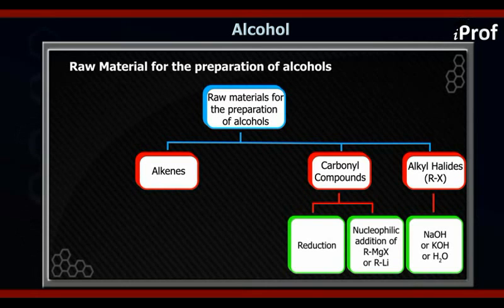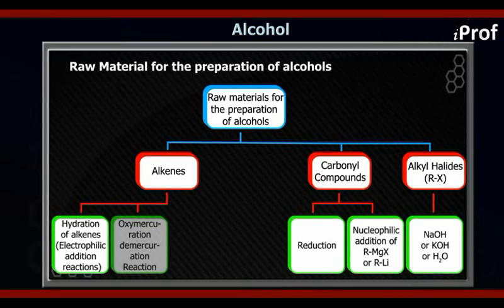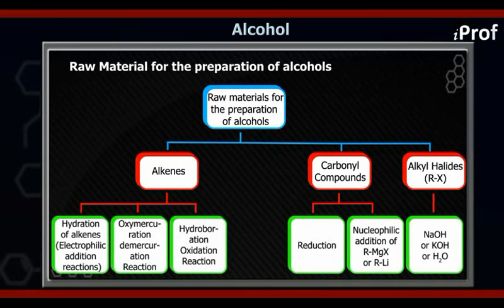For this raw material, the alkenes, again we have three different methods. The first method is the hydration of alkenes, and hydration means addition of a water molecule. The second method is the oxymercuration demercuration reaction. And the third method by which we prepare alcohols from the alkene is known as the hydroboration oxidation method.